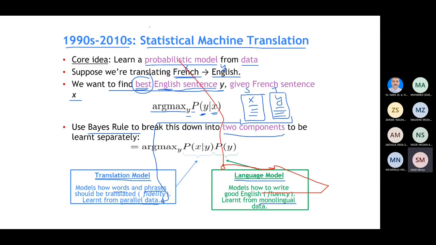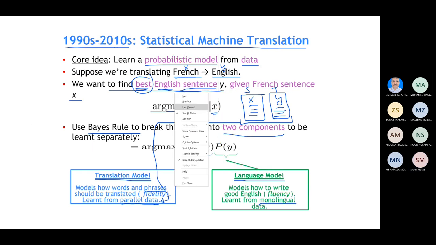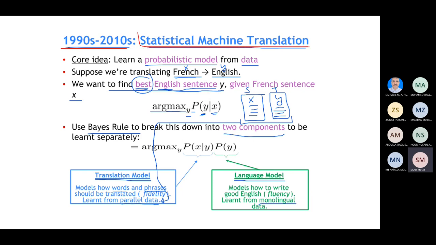Then, in this period, we have statistical machine translation, which is a probabilistic model. Suppose that we translate from French to English, so this is X and this is Y. The task is to find the best English sentence Y given a French sentence X. You have the parallel corpus of source sentences X and target sentences Y. For a given X, you want to find the best Y.